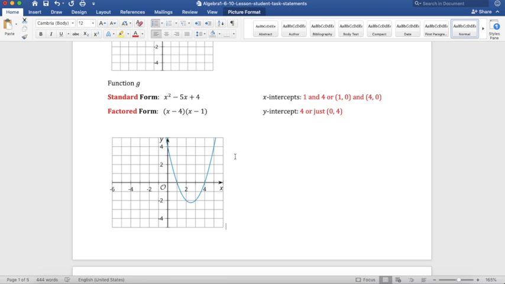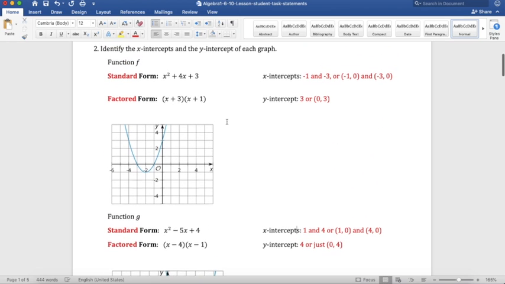So really I want to look at my first graph and my second graph and see, all right, I have x-intercepts and I have y-intercepts. And I have two forms of an equation. Where do I see the x-intercepts in my equations? And where do I see my y-intercept in my equation? So I'm looking back and forth and see if I notice anything.